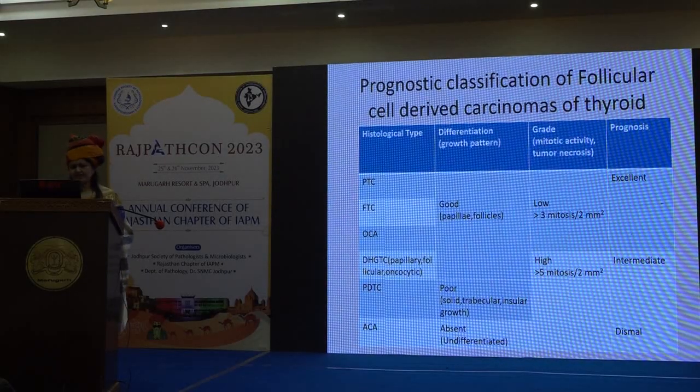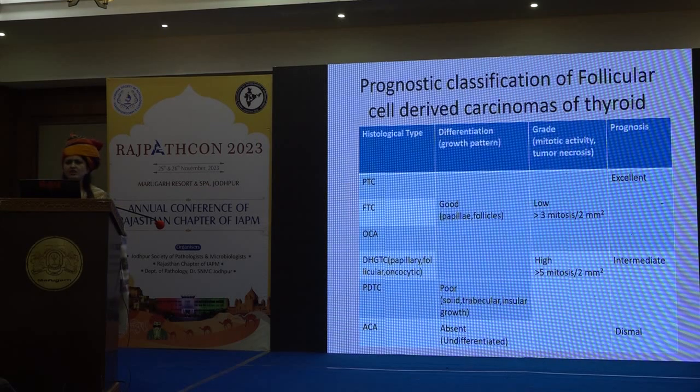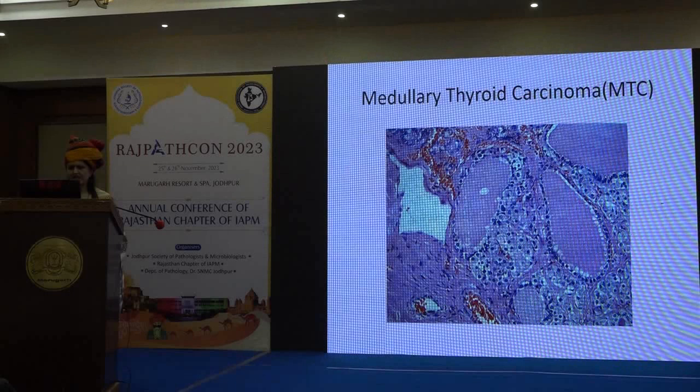Whereas, the differentiated high grade, why are they separated? Because they have mitosis of more than 5, and therefore the prognosis is intermediate between excellent and dismal. And PDTC, that is poorly differentiated, and anaplastic carcinoma, of course have a poor prognosis because their histology pattern is the undifferentiated type, and then solid, insular and trabecular type with mitosis and necrosis. So all these features lead to the poorer prognosis, and we can do that stratification by this classification also.